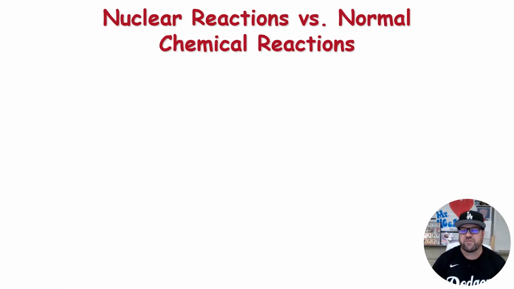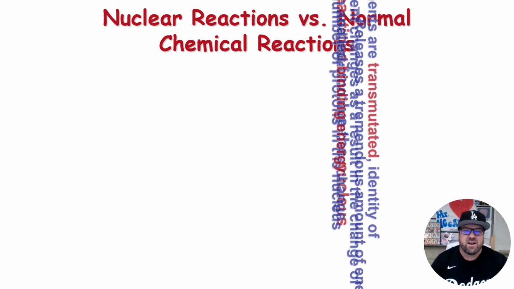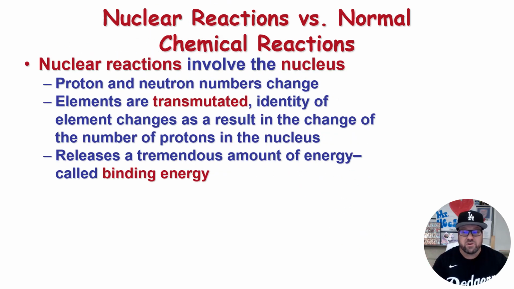So our journey first begins with understanding the difference between a nuclear reaction versus a normal everyday chemical reaction. Now, nuclear reactions involve the nucleus. Duh, it's kind of in the title. This is where the number of protons and neutrons in a nucleus get altered. Now, we have a name for this. We call this transmutation. When you change the neutrons or protons in a nucleus, the identity of the element or the isotope may change as a result of those numbers of protons and neutrons changing.